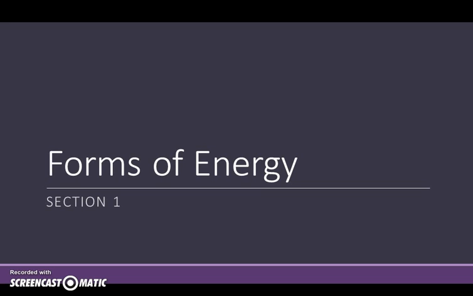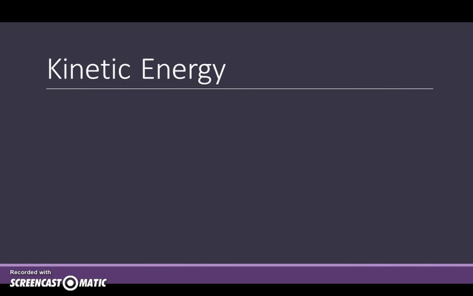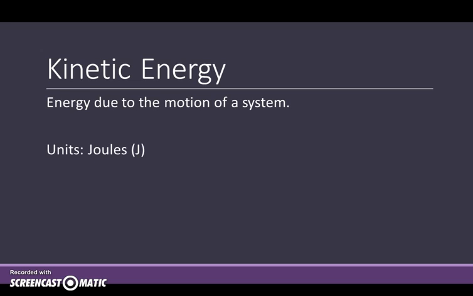Now again, there are many different types or forms of energy. We're only going to talk specifically about 2 of them. The first of which is kinetic energy. We've talked about kinetic before. We've talked about kinetic friction and static friction. Kinetic is still that same term. So kinetic is going to be of something that's in motion. So energy that you get due to the motion of a system. And the units for all energy is going to be in joules.